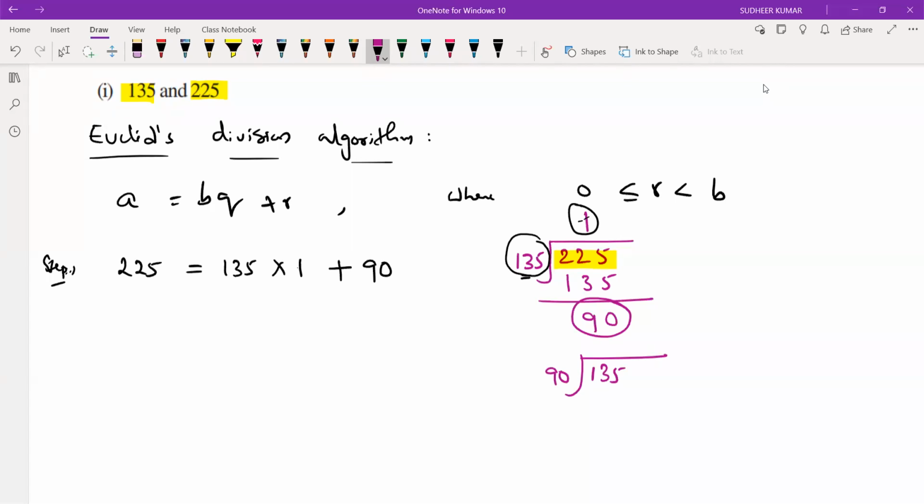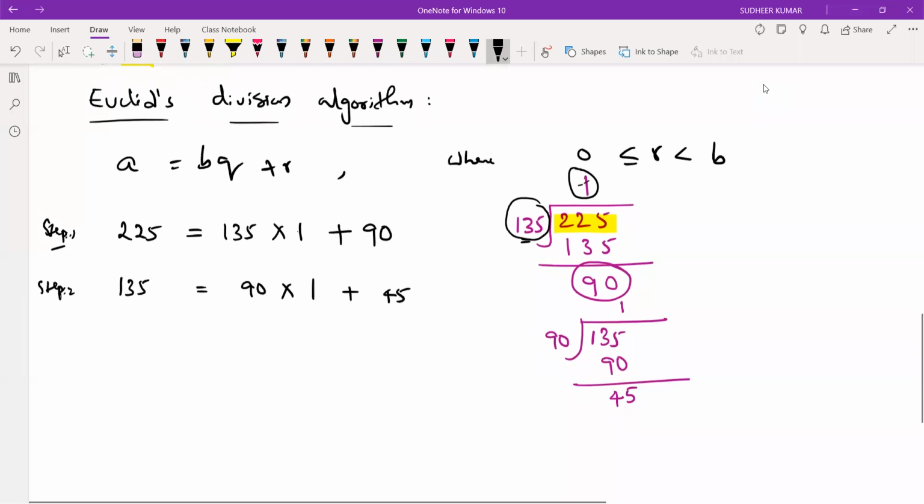So 90, how many times? Again it is 1 only. 1 time, sir. So what's the remainder? This is 5, this is 4, 45. So go to the next step. In this second step, 135 equal to 90 into 1 plus 45. This is the second step. Then go to the next step.